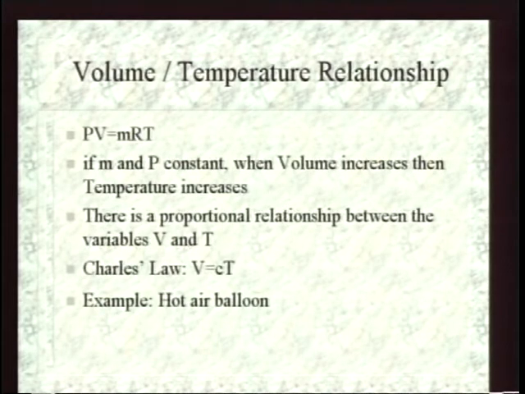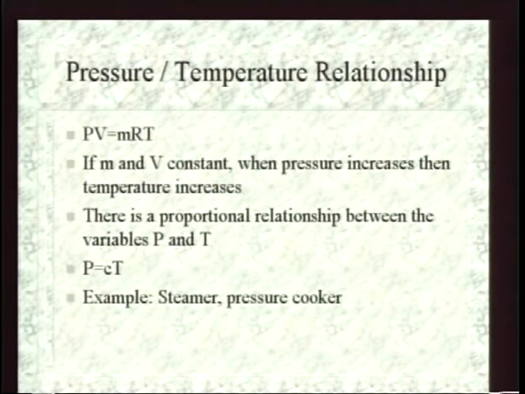The next relationship that we're going to look at is between the pressure and the temperature. This time, we're going to hold the mass and the volume constant. When that's done, when the pressure increases, then the temperature increases. So there is a proportional relationship between the variables pressure and temperature. When one goes up, the other one goes up. If one goes down, the other one goes down. So the proportional relationship is pressure is equal to the constant times the temperature.